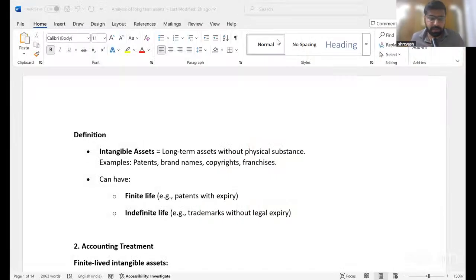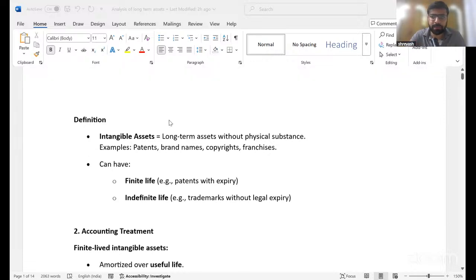All right, guys, let's get started again. Let's come to analysis of long-term assets. Let us start with what we mean by intangible asset.